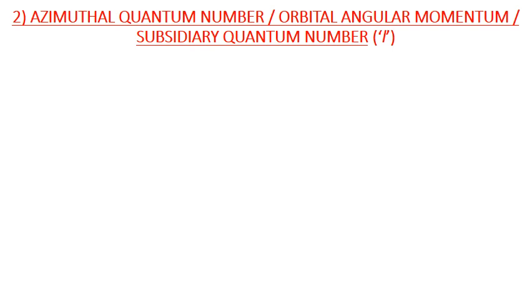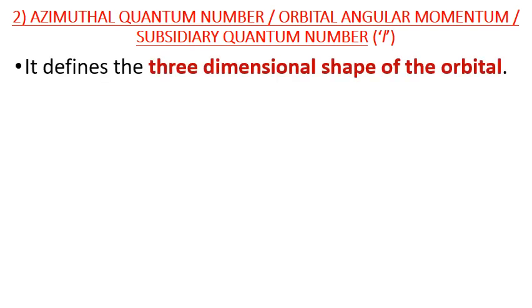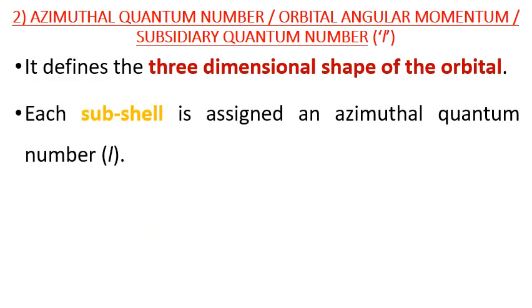The second quantum number is the azimuthal quantum number, which is also known as orbital angular momentum quantum number or subsidiary quantum number, denoted by small l. This quantum number defines the three-dimensional shape of the orbital. Each subshell is assigned an azimuthal quantum number.